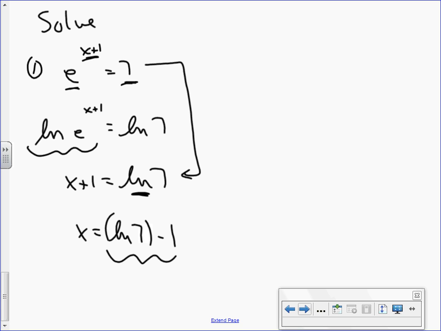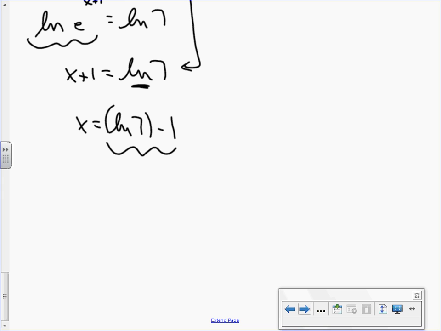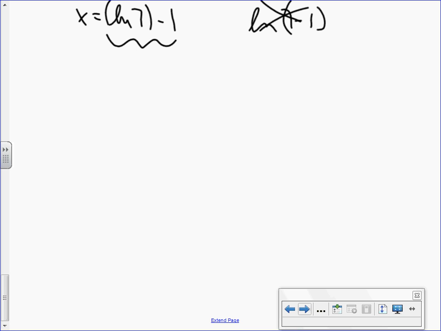I have no idea what the natural log of 7 is. If I needed to know, I would look it up in a table or I would get it off my calculator. Okay. I put those parentheses there for clarity. I don't want to confuse this with the answer of the natural log of 7 minus 1 and have anybody think it's that answer. So I just put those parentheses for clarity. Let's put another one.